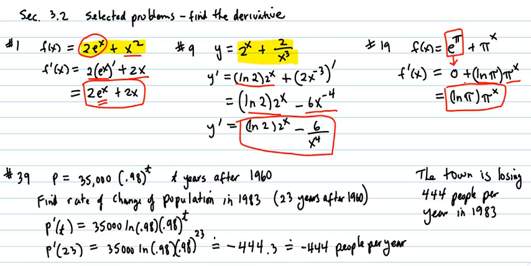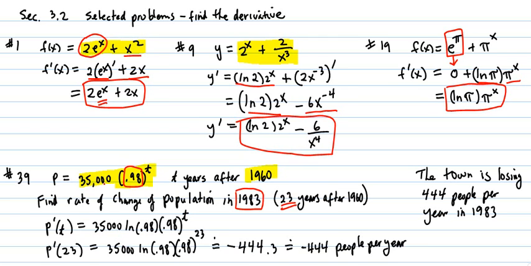Then number 39, we have a population in 1960 is 35,000 times 0.98 to the t. 0.98 is a decay factor, so the population is dropping, so we expect there to be a negative derivative for the population. So they say find the population rate of change in 1983. That's 23 years after 1960. So we compute a derivative.